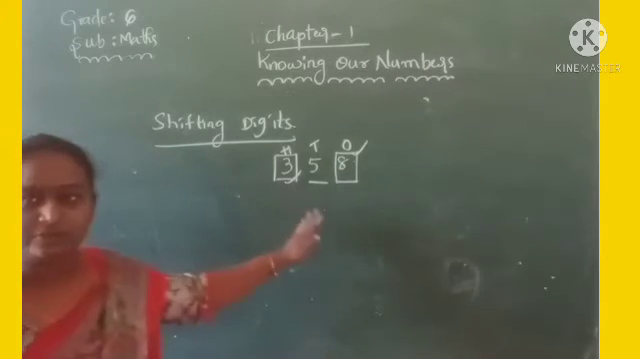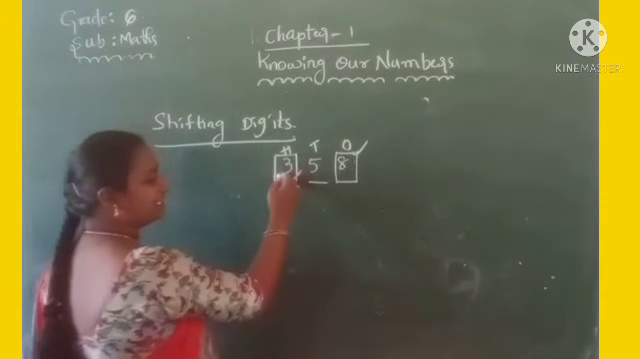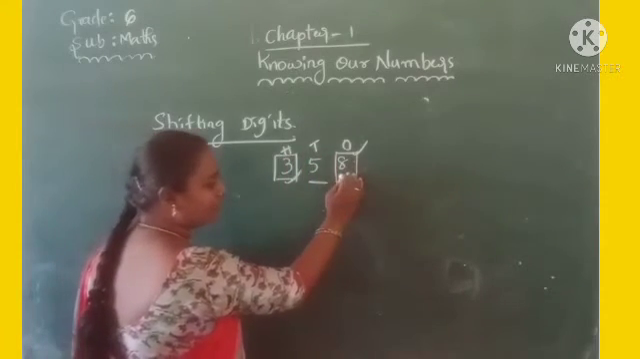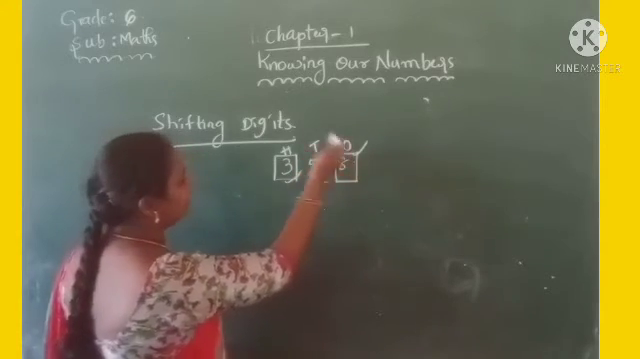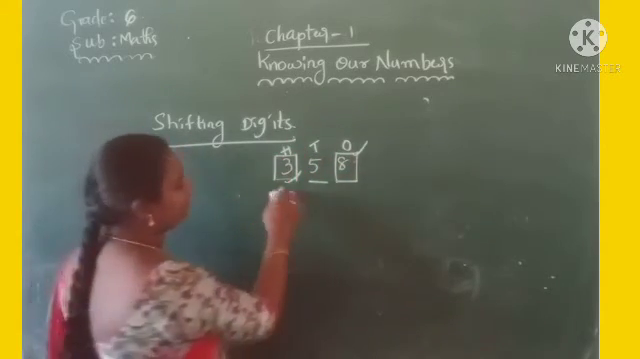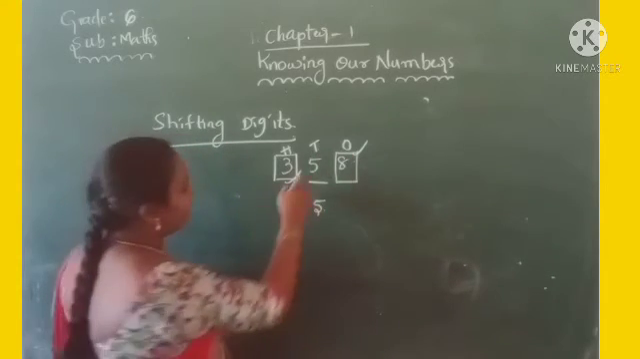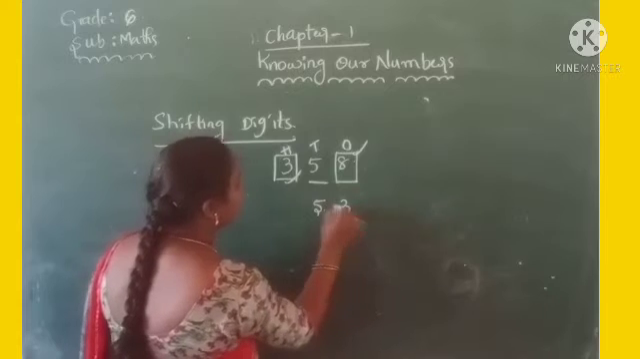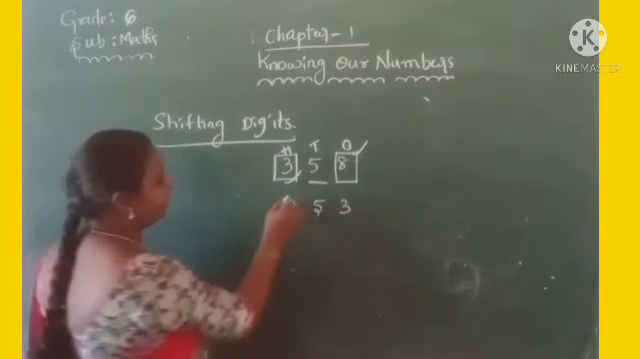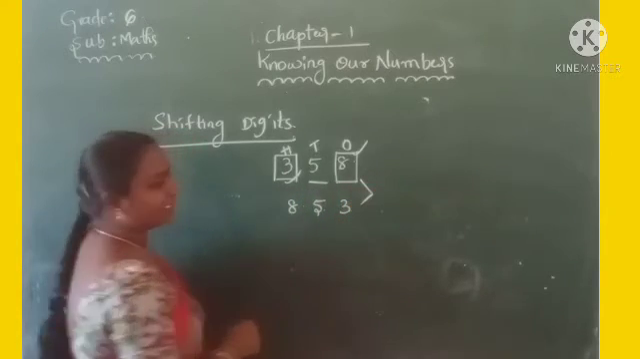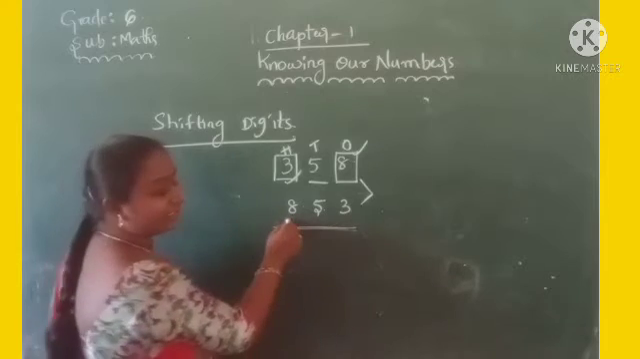Hundreds and units digits. So that means hundreds place, whichever digit is there, you write in the place of ones place. Ones place, whichever digit is there, that digit you write in the hundreds place. Now I am writing here. No change in the tens place. Here 3 and it is 8. If you observe carefully, this is 853.